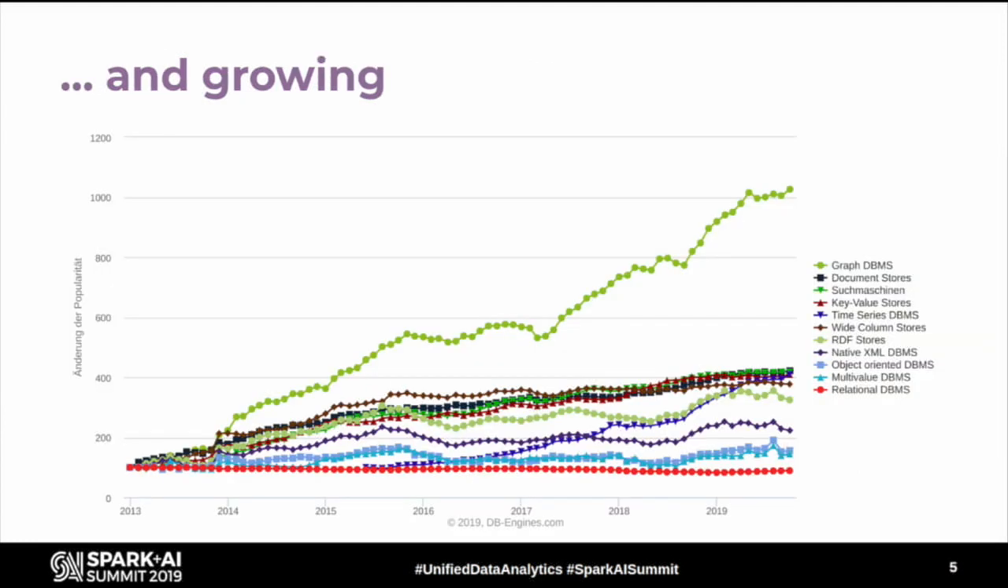So graph databases are becoming increasingly popular, as you can see here. This is a chart from dbengines.com. And dbengines uses things like Stack Overflow questions, GitHub stars, and some other metrics to measure the popularity of a database. And this is the relative growth in popularity across some years, not the absolute. So you can see there's a clear trend towards the top for graphs.